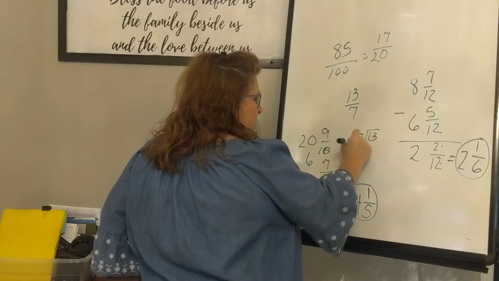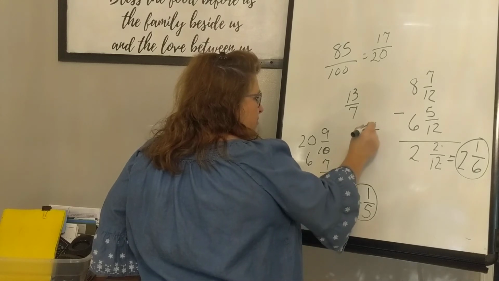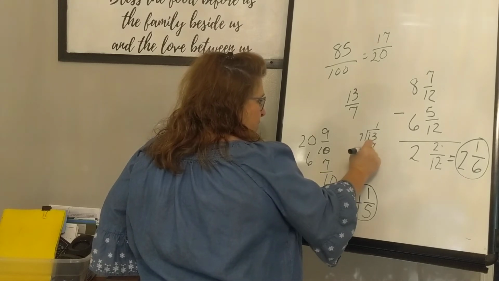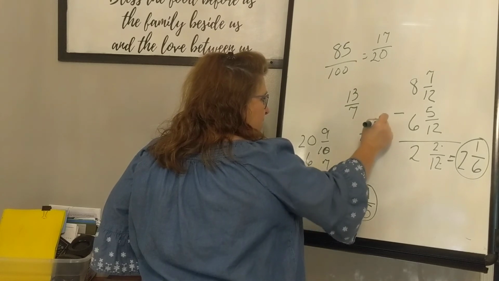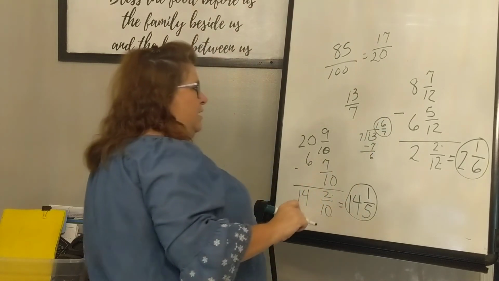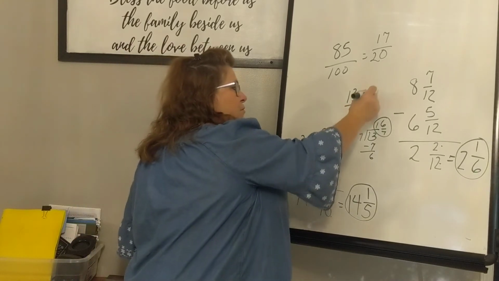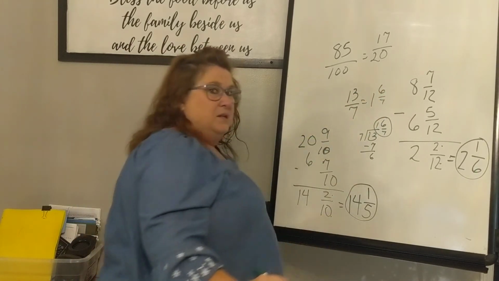13 divided by 7. 7 goes into 13 one time. 13 minus 7 is 6. 6 is our numerator. 7 is our denominator. So our answer is 1 and 6/7. That one turned into a mixed number.